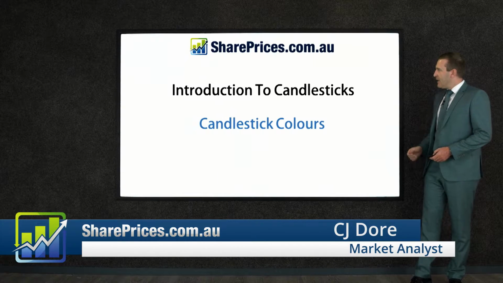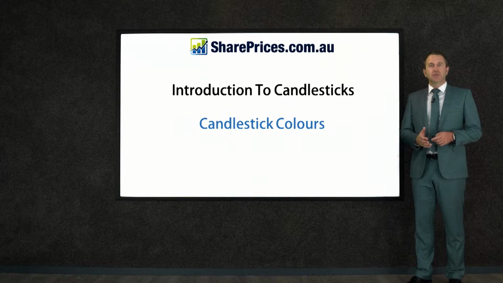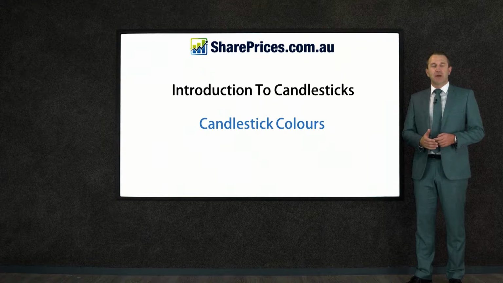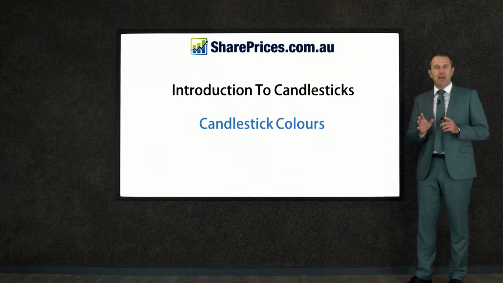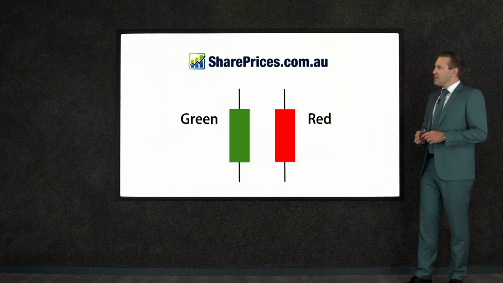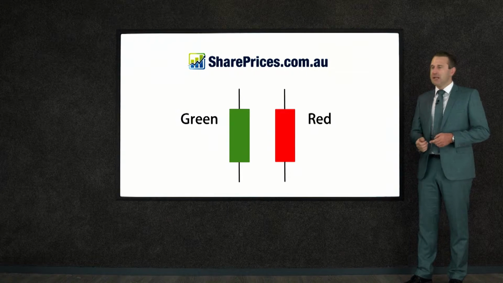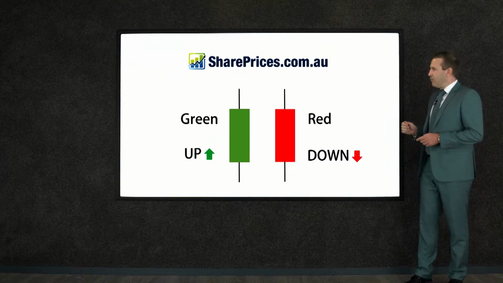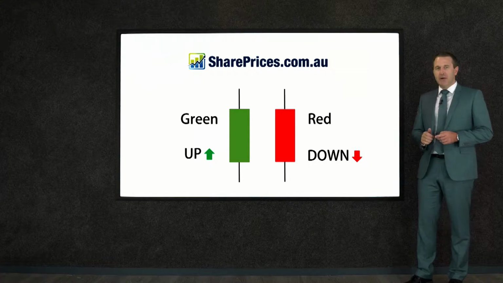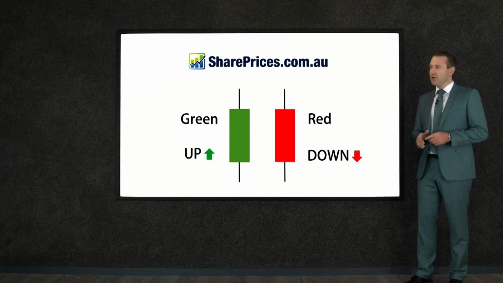And getting underway in our introduction to candlesticks, we're looking at candlestick colours. So this is a way of interpreting share price movement or market movement by way of the colour of the candlestick. Now there's a few different pairings or options you might see. Let's get underway with the most common protocol in the stock market, and that is green and red. Now green is good, green is go, green is upward moving, and red is downward moving or bearish. That's one pairing, and that's the most common one that we have on SharePrices.com.au.